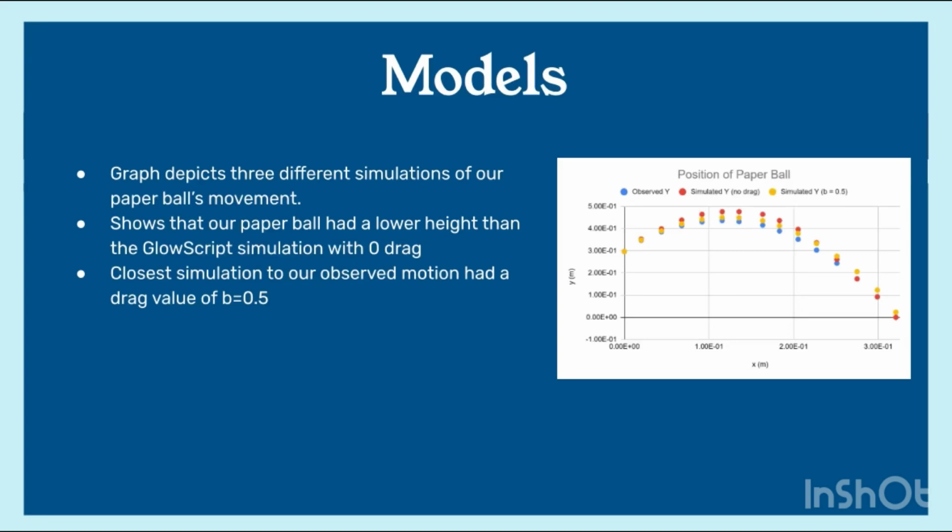and our model. So as you can see in the model, we have three different simulations. We have our observed one, which was tracked through Tracker. We have our simulated one represented by the red dots, which has no drag, and our simulated model with drag with a b-value of 0.5. This is just showing that our paper ball had a lower height than the GlowScript simulation with zero drag, and the closest simulation to our observed motion had a drag value of b equals 0.5.